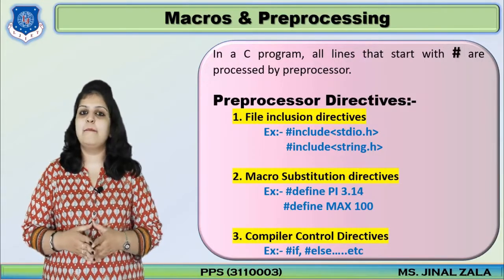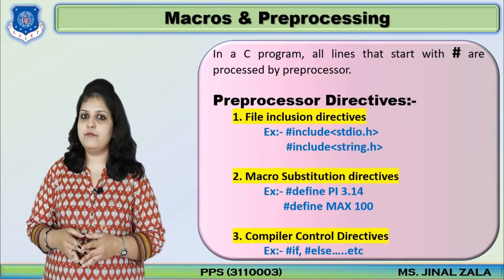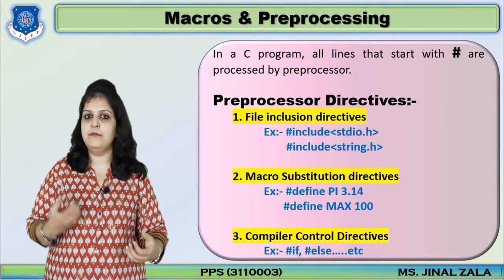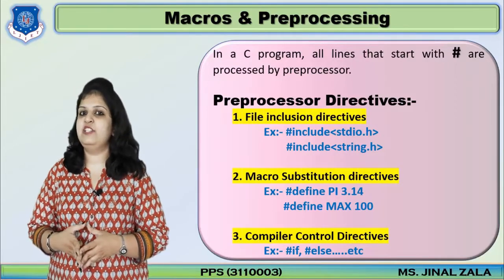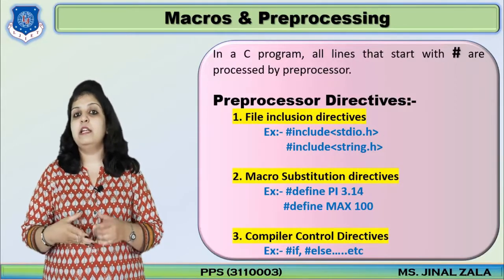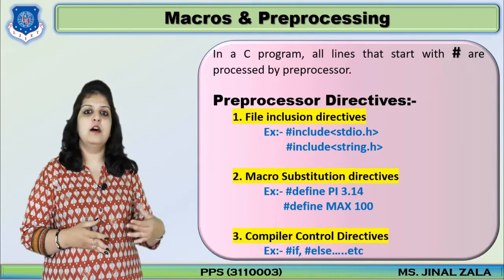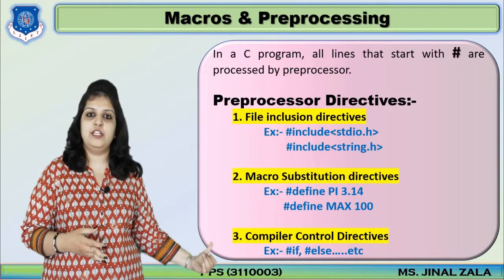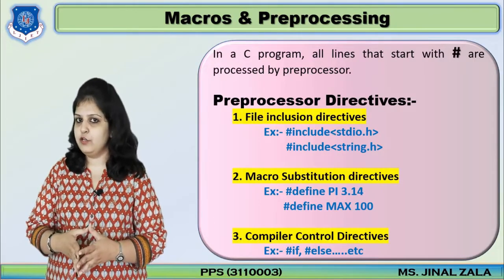And last is the compiler control directive. In control structures we have learned different conditional statements like if else, and many more. These are all statements that check the condition at runtime. But if you want to check the condition at compile time, then you can use hash before the condition, like hash if, hash else. In this way we can use it.